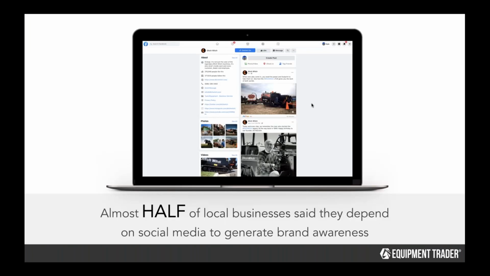Building awareness is key when it comes to promoting any brand or business. So it's no surprise that almost half of local businesses said they depend on social media to generate brand awareness. And of course, you know who could be part of that number? All your competitors.